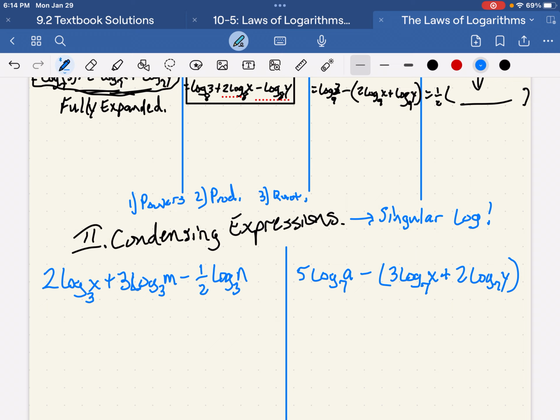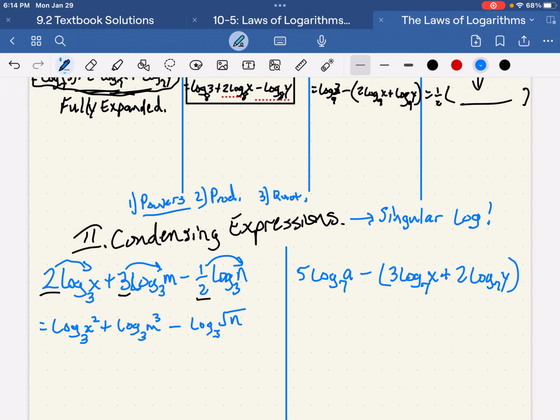So watch this first example. You see this 2, this 3, and this 1/2. Those are powers. So I can apply the power rule and I can bring them back up into the position of a power. So then now I have log base 3 of x squared plus log base 3 of m cubed minus log base 3, I think I'll just call that the square root of n, power of 1/2. Okay, now I've done all the powers that I could.